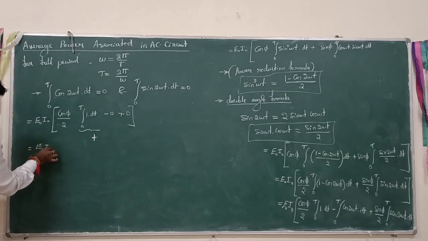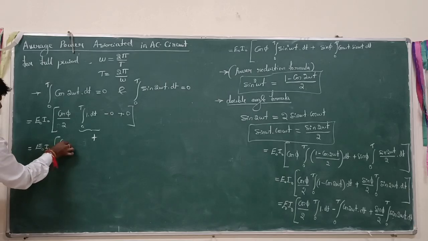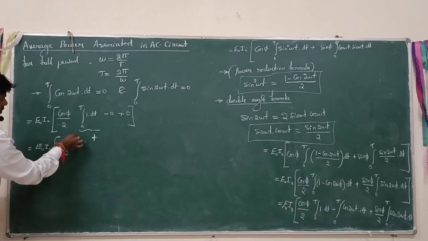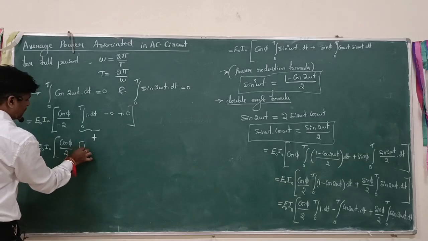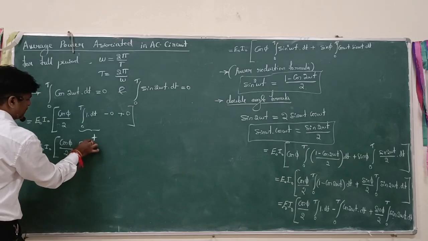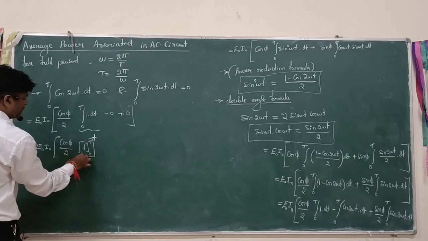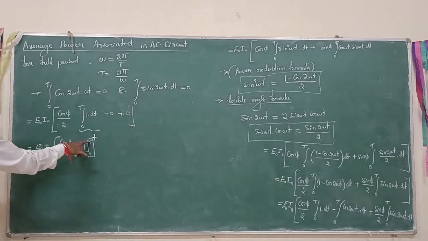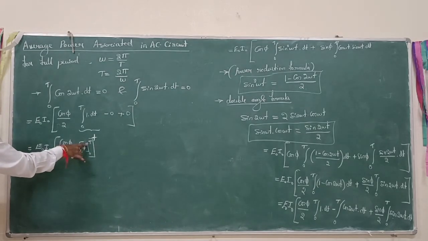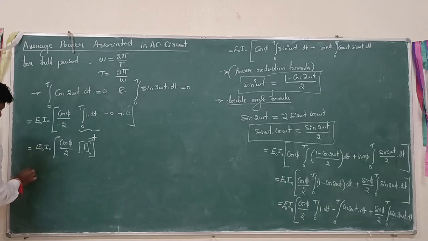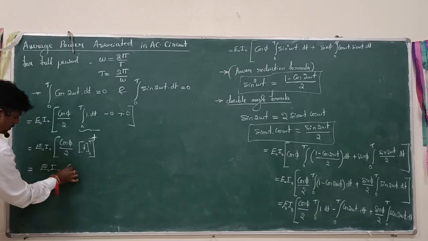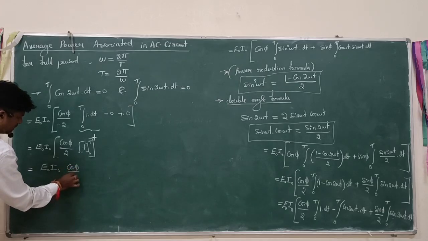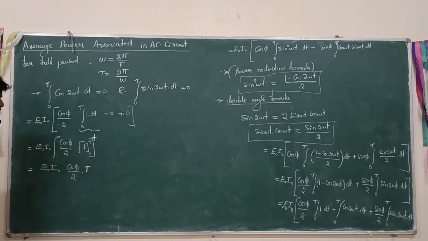E naught I naught cos pi divided by 2, integration of dt is t, upper limit capital T, lower limit small t. Upper limit minus lower limit, that is t minus 0, so here t remains. Therefore E naught I naught cos pi by 2 into t.